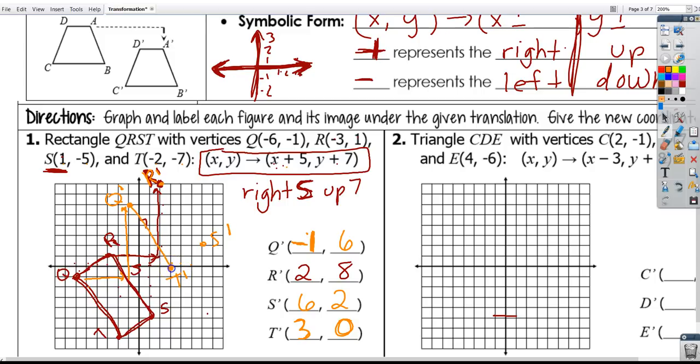Now I can connect those. See, the problem with counting is I like to mark it up. It's kind of hard to see because I got my little lines in there. I'm actually going to color in that post-image so it's easier to see.